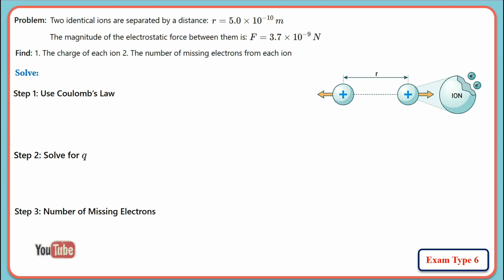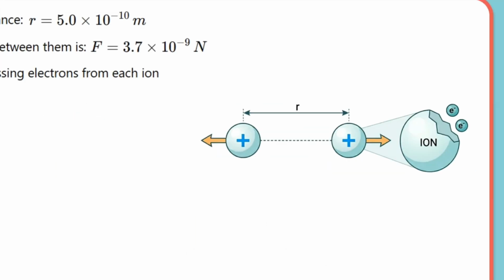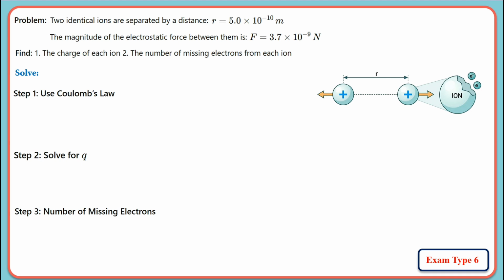Now, let's work on type 6 of the important exam questions from chapter 1. Two identical ions are separated by a very small distance, and the electrostatic force between them is given. We need to find the charge of each ion and then determine how many electrons are missing. Since the ions are identical, both charges are equal.